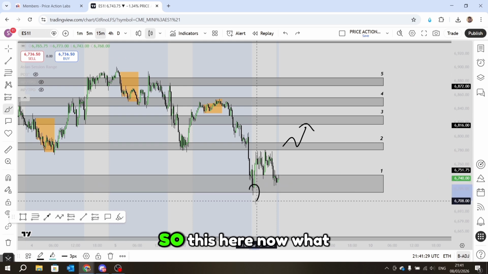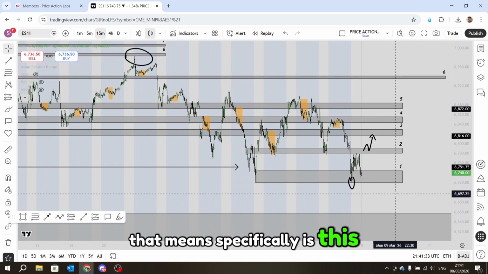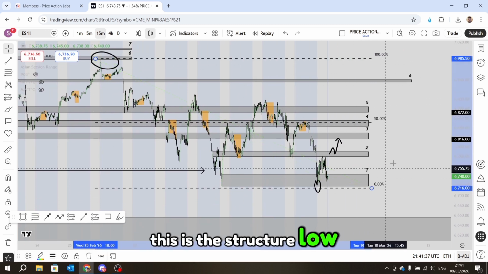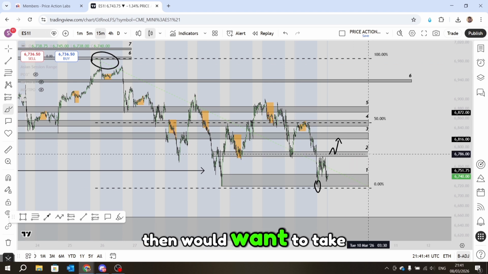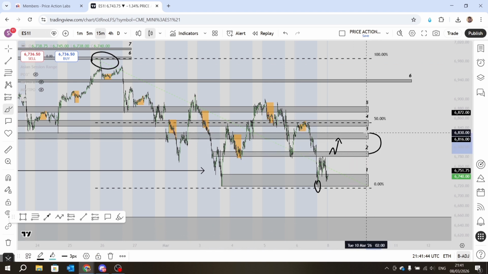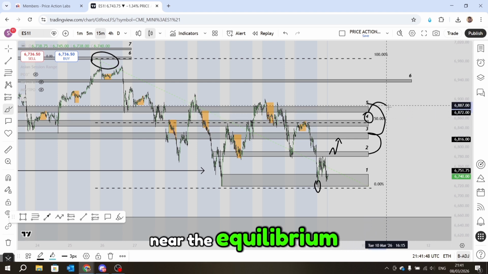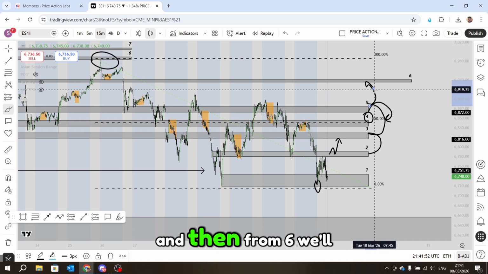So this here. Now, what that means specifically is this. This is the structural high. This is the structural low. And what that means is we then would want to take longs from 2 to 3, 3 to ideally 5, and we want to skip 4 because it's near the equilibrium. For those who understand what that is, then from 5 we want to be longing up to 6, and then from 6 we'll dump.